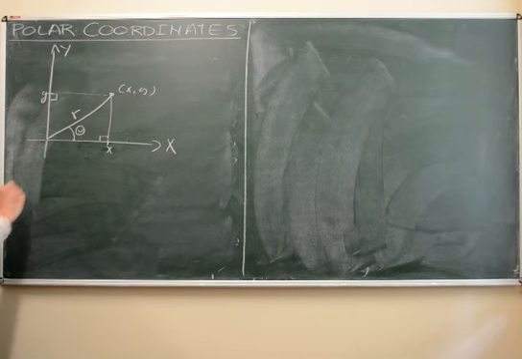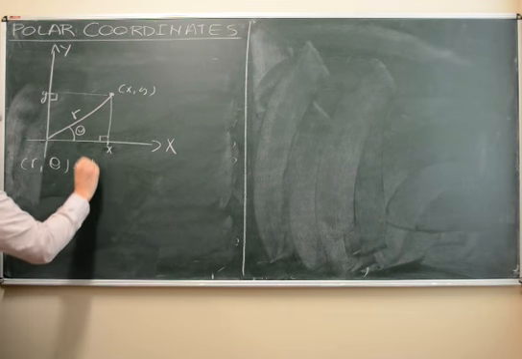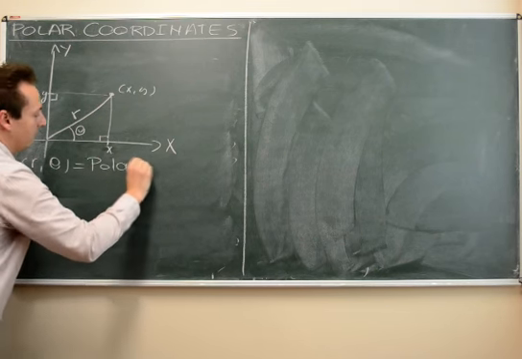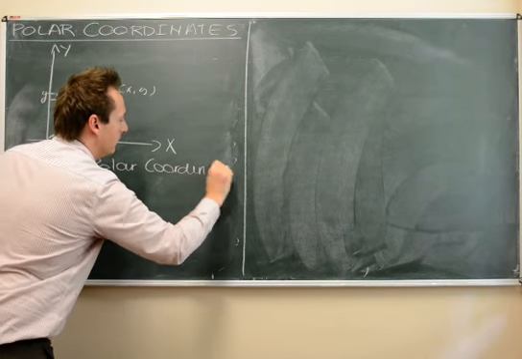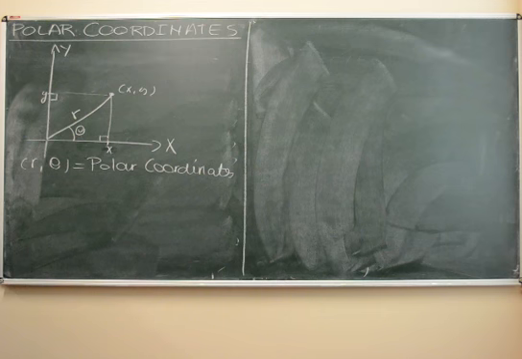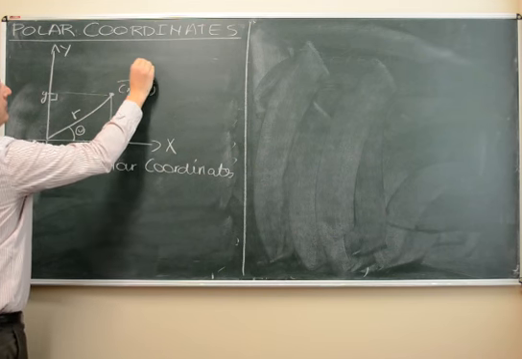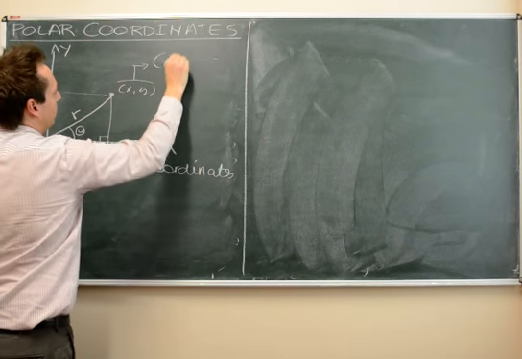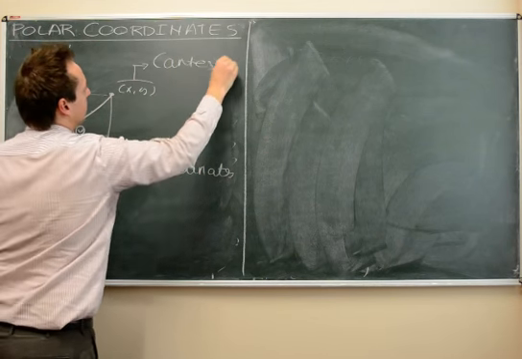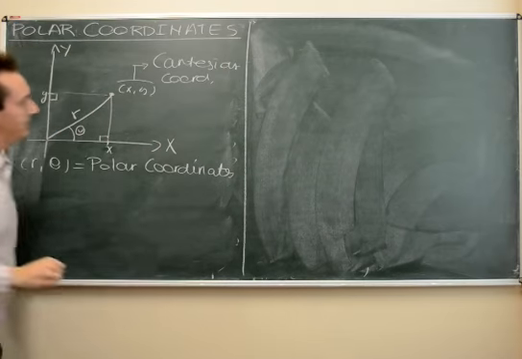And r, theta, those two numbers are called the polar coordinates of the point. X, y, the ones you've been working with for such a long time, those we call the Cartesian coordinates.